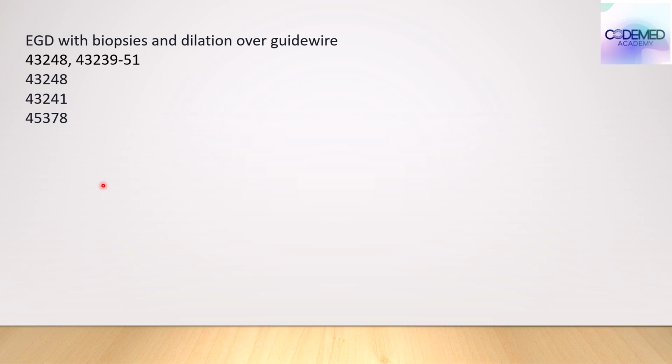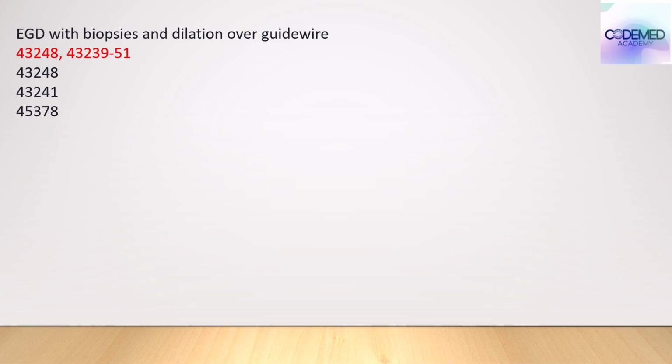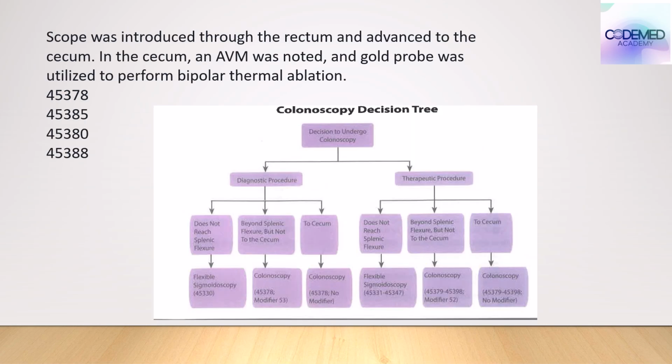Okay. And now what is this code 43239? Because what has happened, there are two things. There is a biopsy and there is also a dilation over the guide wire. So yes, 43239 talks about the biopsy, and 43248 only talks about dilation over the guide wire. It doesn't include the biopsy, and since biopsy has also happened, we will write both the codes with the modifier 51.